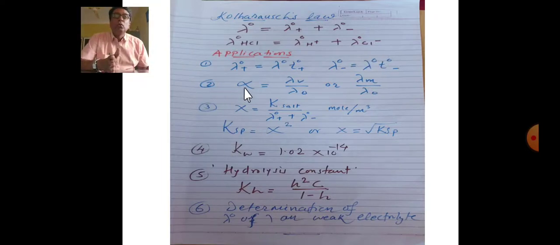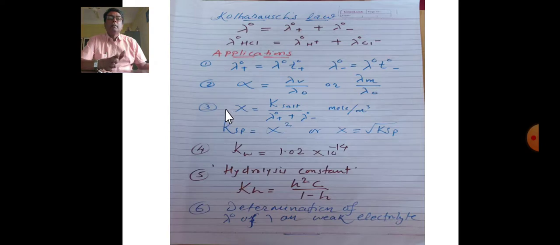Now application number 2, that is the determination of the degree of dissociation of a weak electrolyte. The degree of dissociation is represented by alpha. So its formula becomes alpha is equal to lambda v divided by lambda 0. This is the equivalent conductance at a particular dilution to that at infinite dilution. Similarly, in case of molar conductance, it is lambda m divided by lambda 0. It is the molar conductance at a particular dilution to that at infinite dilution. If you know both the values, you can determine the degree of dissociation alpha.